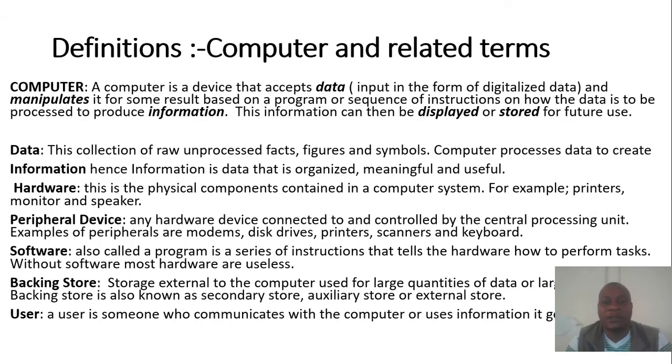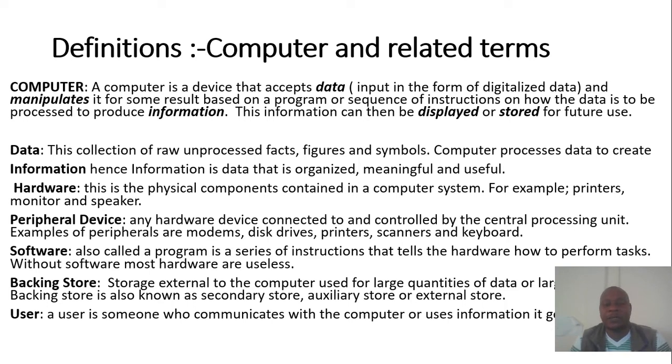Now let's look at some of the definitions of computer related terms. What is a computer? A computer is a digital device that accepts input and processes it to produce output. The input is the data, while the output is the information. In essence, the computer accepts data and processes it to produce information. But what is data? Data are raw facts and figures, which are symbols which you cannot use to make a decision. But information is organized, meaningful, and useful. So when data is processed, it produces information.